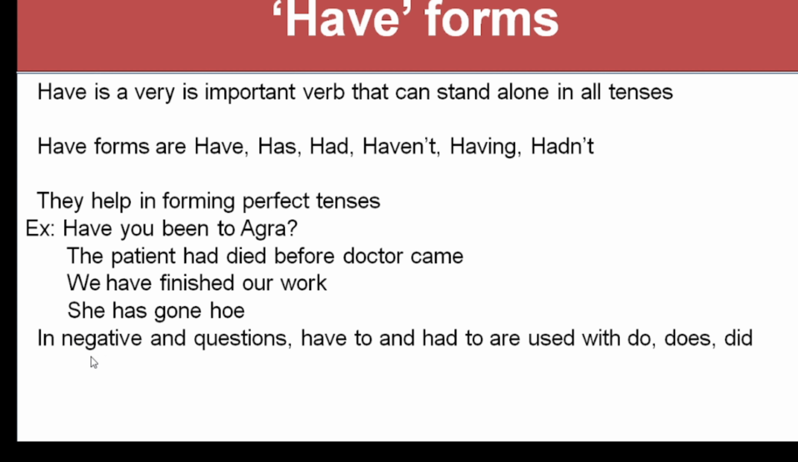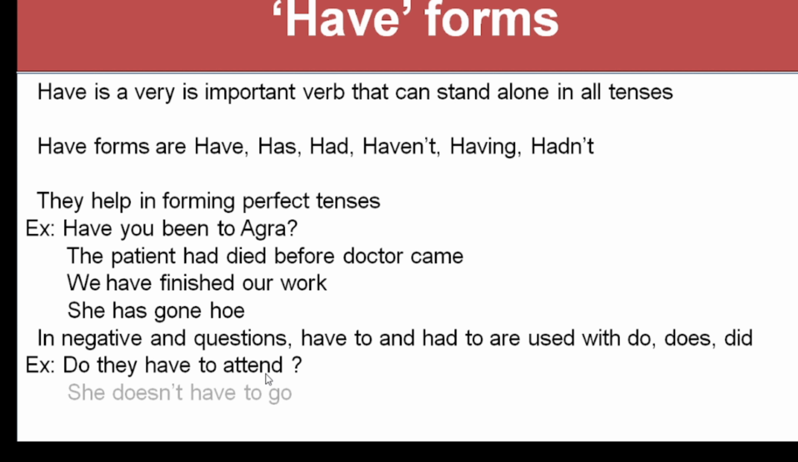Now in negatives and questions, have to and had to are used with do, does, did. Look at the example. Do they have to attend? So asking the question. Answer, she doesn't have to go somewhere.